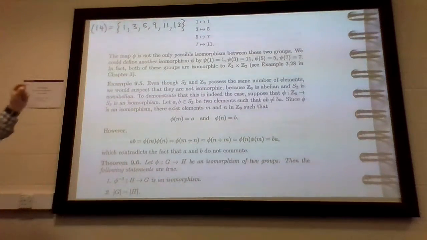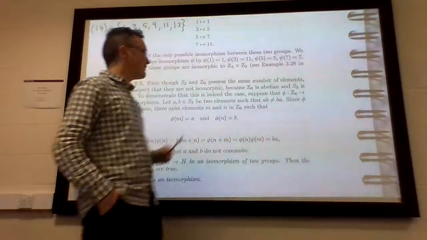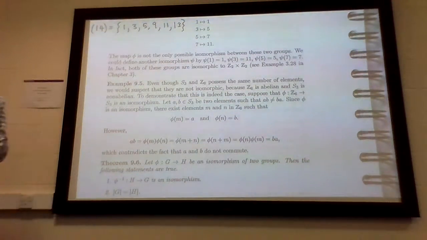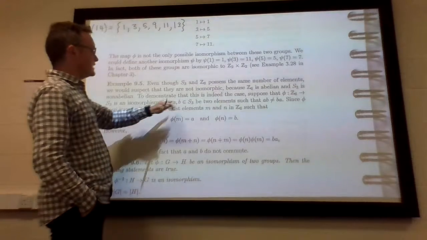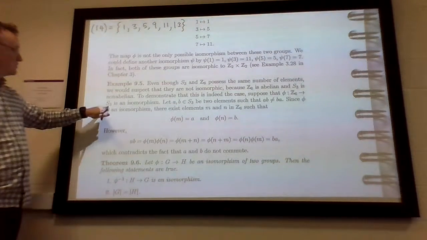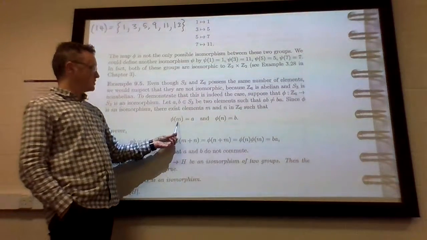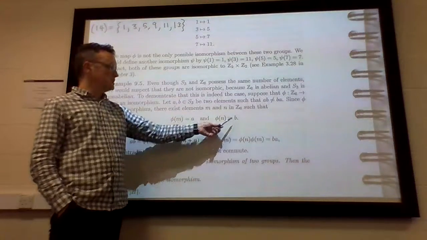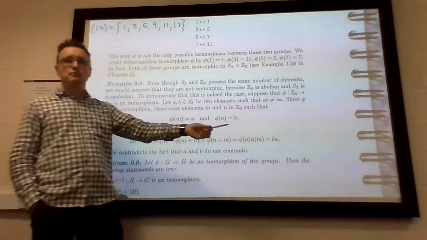And indeed, that property of having different commutative status means they can't be isomorphic. You can prove that. It's a proof by contradiction. Suppose that we did have phi, an isomorphism from one set to the other. Then let A and B be two elements of S3, which is the codomain of phi. Because phi is a bijection, A must have come from an M, so phi of M equals A. B must have come from an N. So M and N are elements of Z6 that get mapped to A and B.